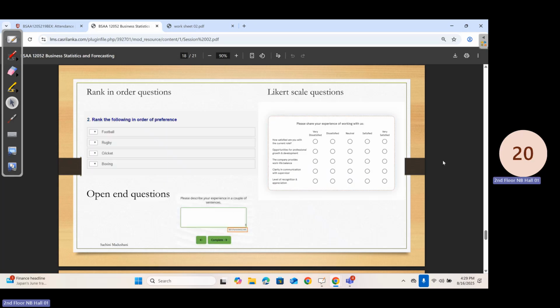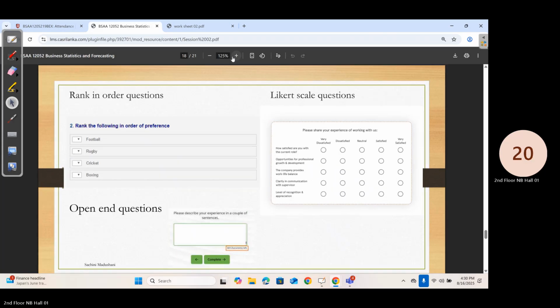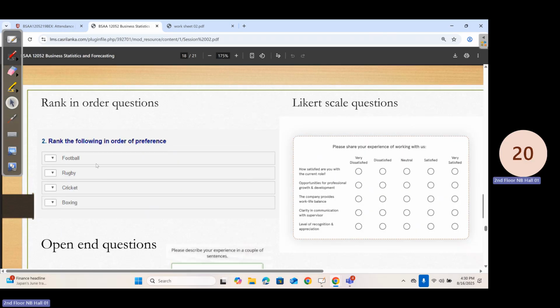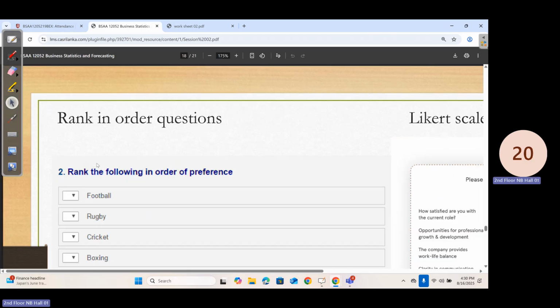The next one is ranking order questions. Normally, based on the respondent's preference, he or she can rank the options. Here this example lists some sports. Based on your preference, you can rank them. These kinds of questions we call ranking order questions.